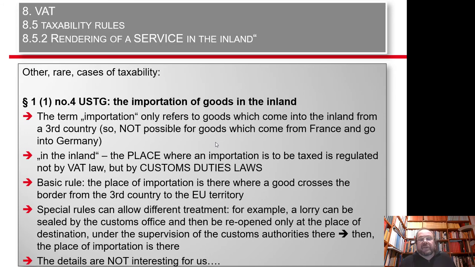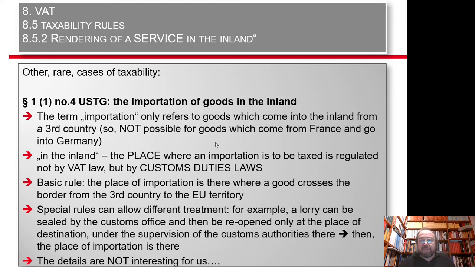Okay. Rather rarely relevant is the next one, 11 number 4, the importation of goods in the inland. Importation is a term which is only reserved for goods which come into the inland from a third country, so not from the customs territory of the European Union, not from a member state of the EU. So you cannot speak of importation if something comes from France to Germany. So in the inland, that is the place where the customs duties for that importation have to be fulfilled.